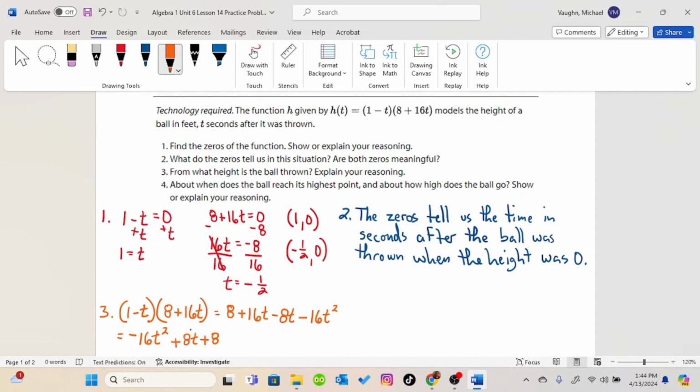The height the ball is thrown from is the y-intercept, and the y-intercept is c in standard form. So the ball was thrown from a height of 8 feet.